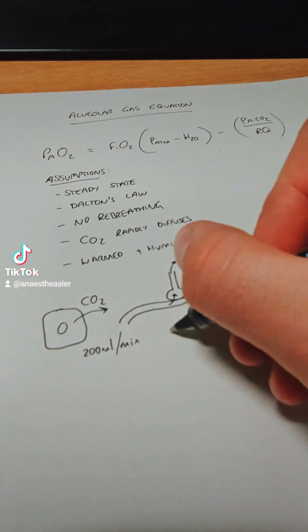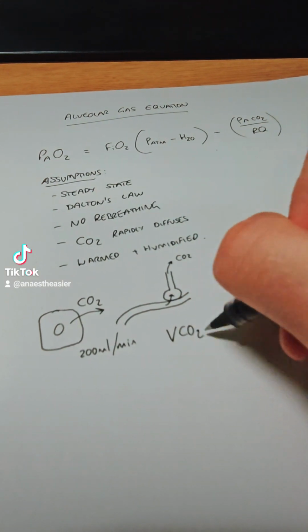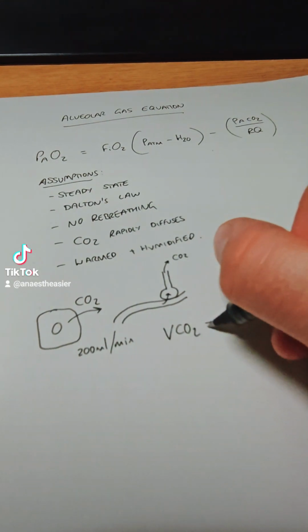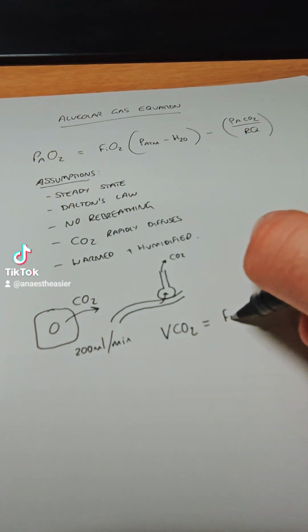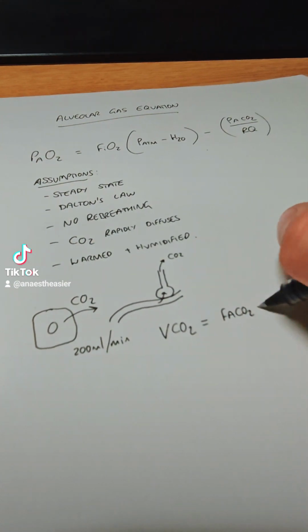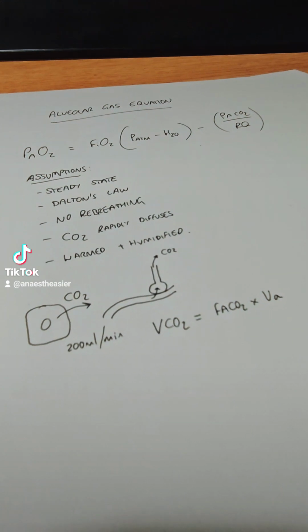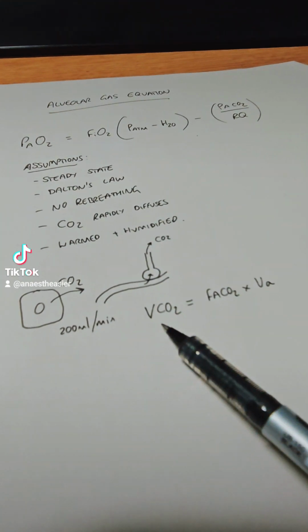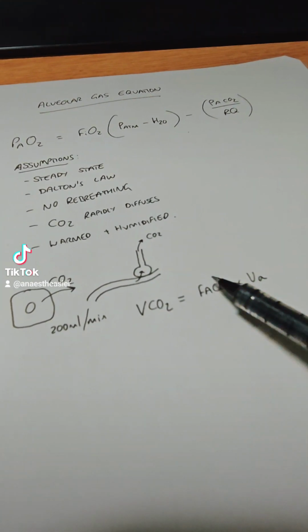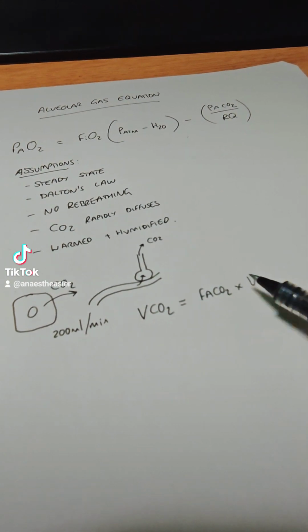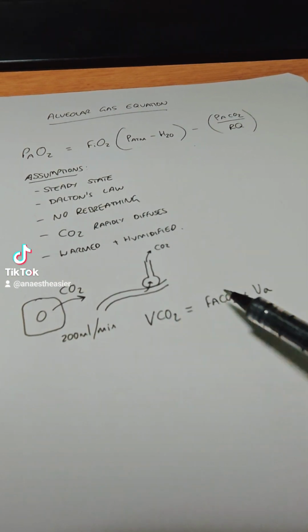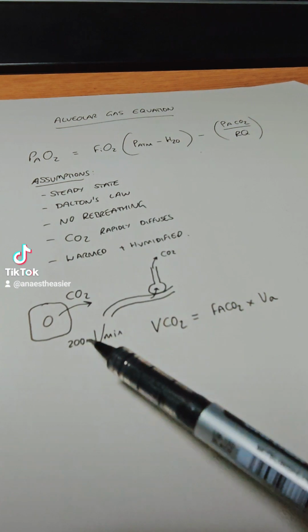This is how we get the equation VCO2, or the production of CO2, is equal to the expired concentration of CO2 times minute ventilation. This basically means that's how quickly we're producing it, that's the concentration in the alveolus, and that's how quickly we're breathing it out. By definition, those two must equal each other if this statement is true.